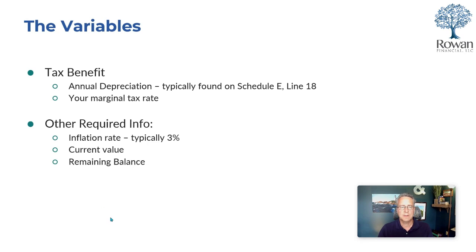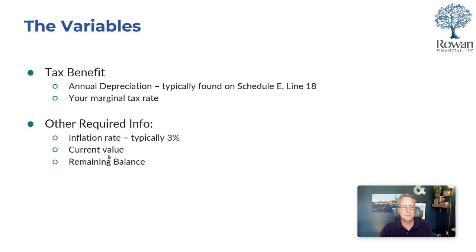Other variables, again, we want to capture the tax benefit of this thing. So we'll need the annual depreciation. If you have a single property and you're an LLC, you're not a real estate professional, this is passive income. It's going to be on Schedule E, line 18. And then your marginal tax rate. What is your current tax bracket?